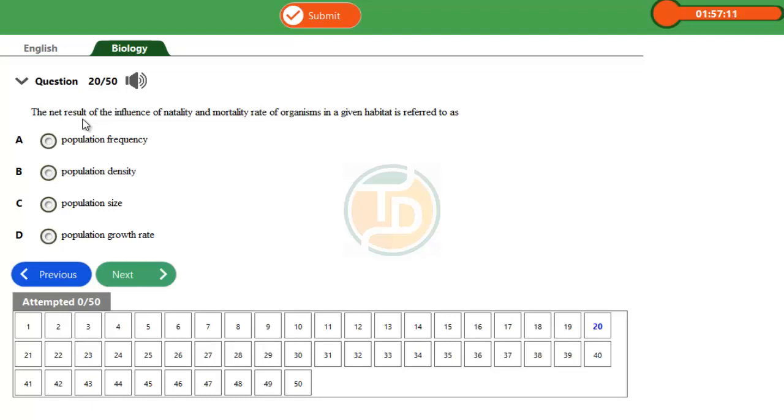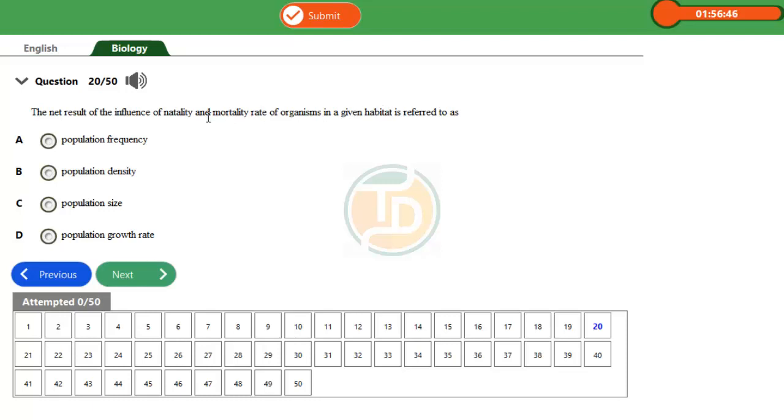Now, in ecology study, we have population. Population can be referred to as the sum total of all the organisms in a given habitat, and those organisms are usually of the same species. When we say habitat, what does habitat mean? Habitat means the natural dwelling place of an organism.